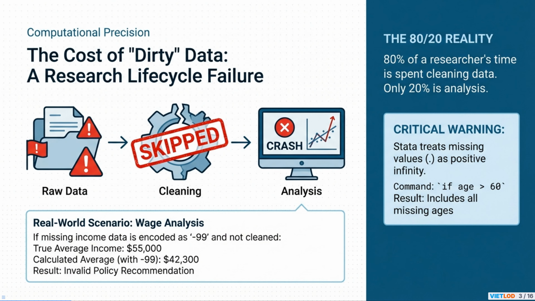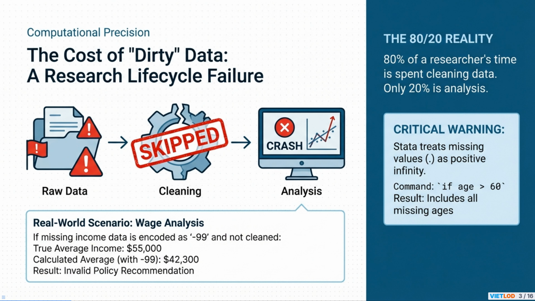A critical issue in Stata is how it handles missing values. By default, a dot is treated as positive infinity. This means a command like age greater than 60 would incorrectly include individuals with missing ages, biasing the sample.